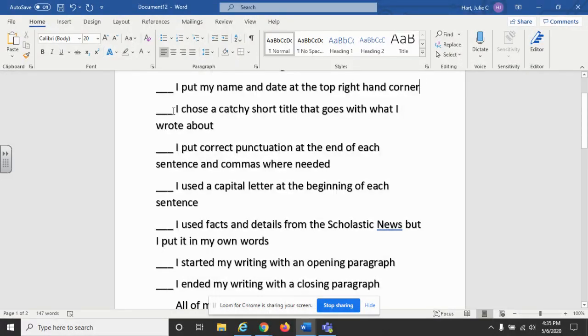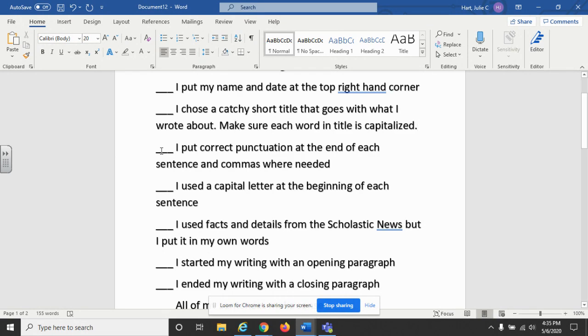And then the next thing is I chose a catchy short title that goes with what I wrote about. And remember, we said that a title is a sneak preview of your story. And remember, I'm going to also add to make sure that each word in the title is capitalized. All right, so there we go.